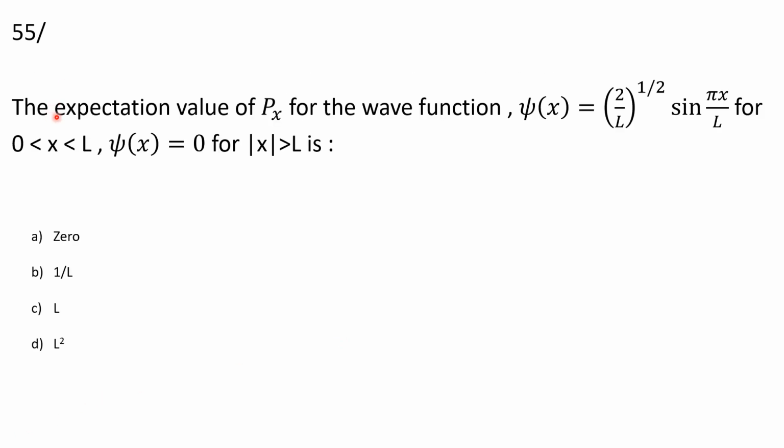Then the expectation value of Px for the wave function psi of x is equal to root over 2 by L sine pi x by L for x from 0 to L, and psi of x is equal to 0 for x greater than L, and the options are 0, 1 by L, L and L square. So basically we have to find the average value of Px here. Let's jump to the solution.